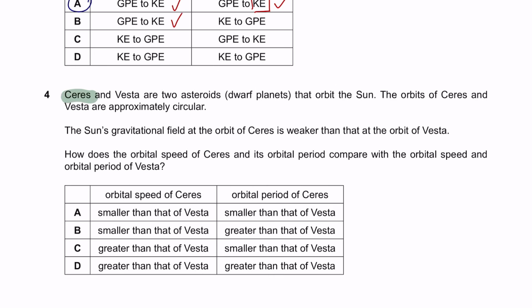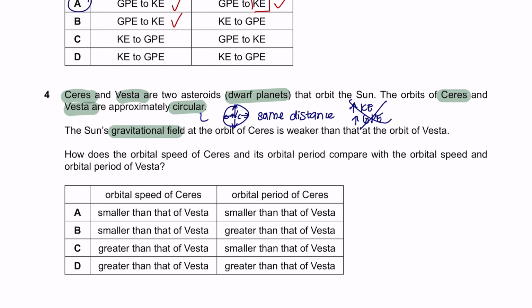Question 4. Ceres and Vesta are 2 asteroid dwarf planets that orbit the Sun. The orbits of Ceres and Vesta are approximately circular. If they are approximately circular, this means the distance from the Sun at all times will be the same. Therefore, there will be no changes of kinetic energy or gravitational potential energy as they move. The Sun's gravitational field at the orbit of Ceres is weaker than that at the orbit of Vesta. So this tells us that Ceres is placed further from the Sun than Vesta.